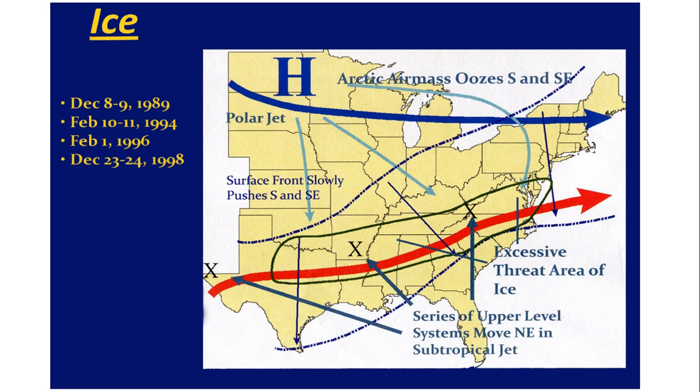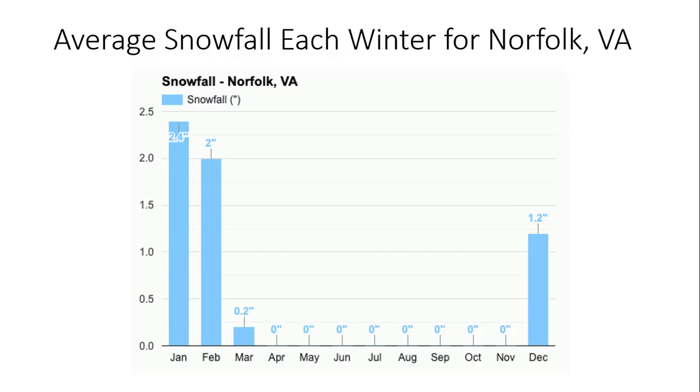You see a subtropical jet, the red arrow, that is generally indicating the advection of that moisture in from the southwest over the top of colder air at the surface. And so this is what you get with this type of event. You get a series of upper level systems, these disturbances, which move northeast along the subtropical jet. And those are some examples there on the upper left of ice events with the months and the years.